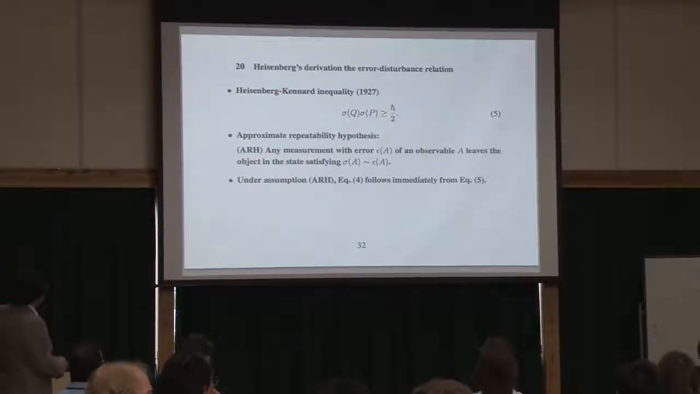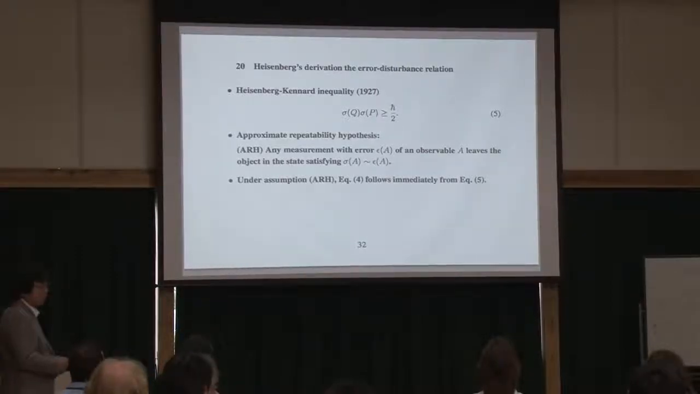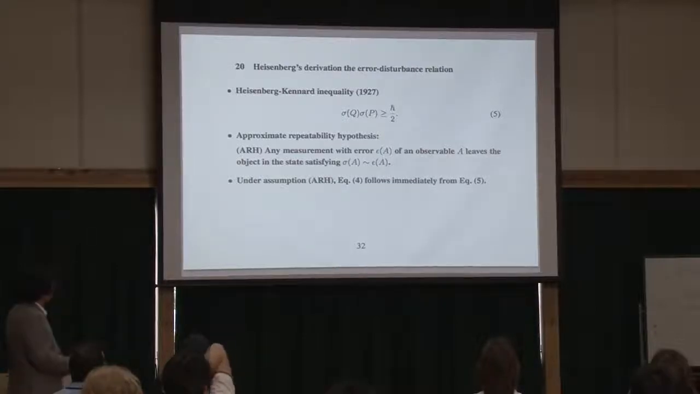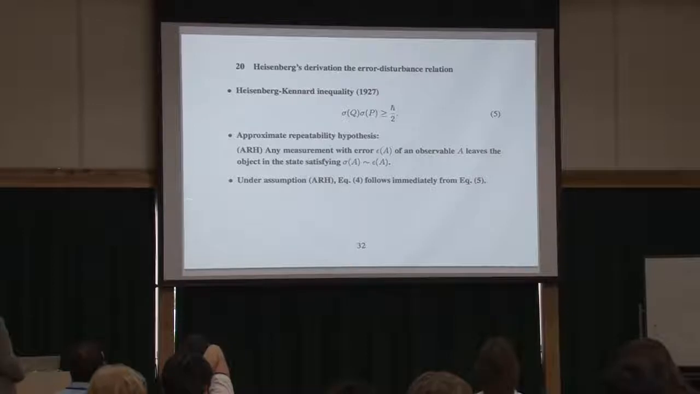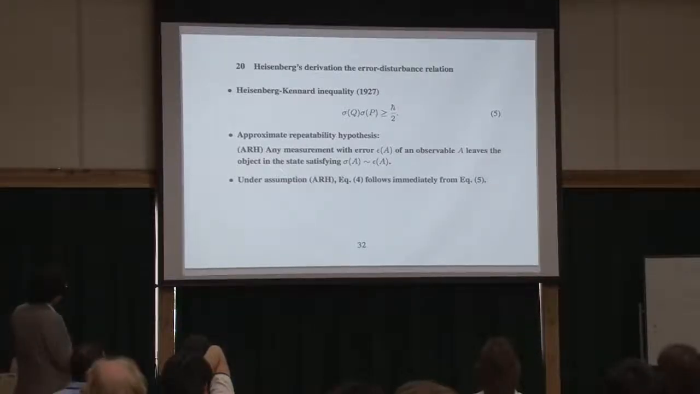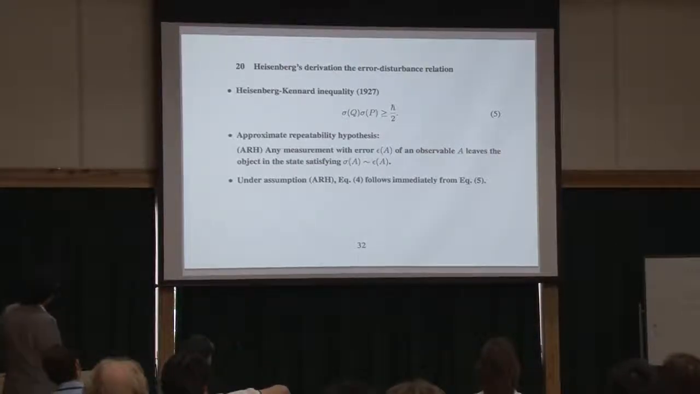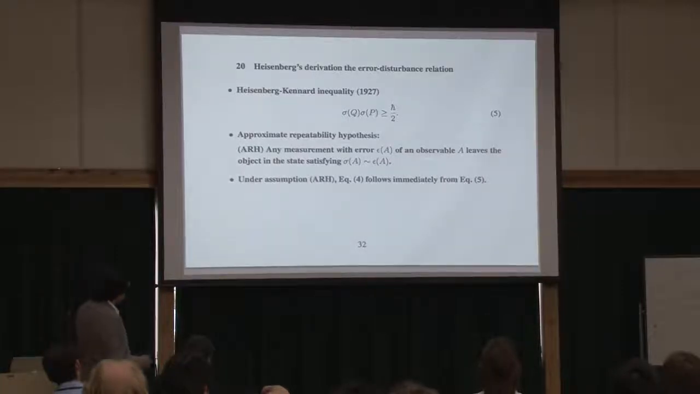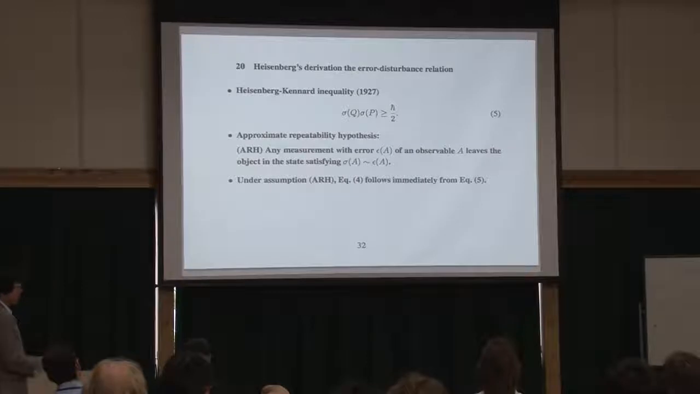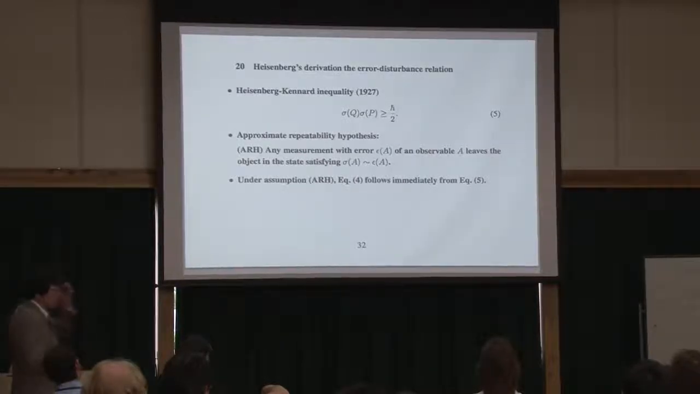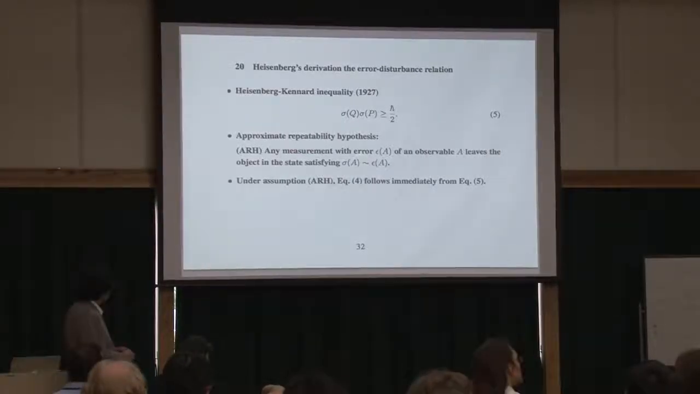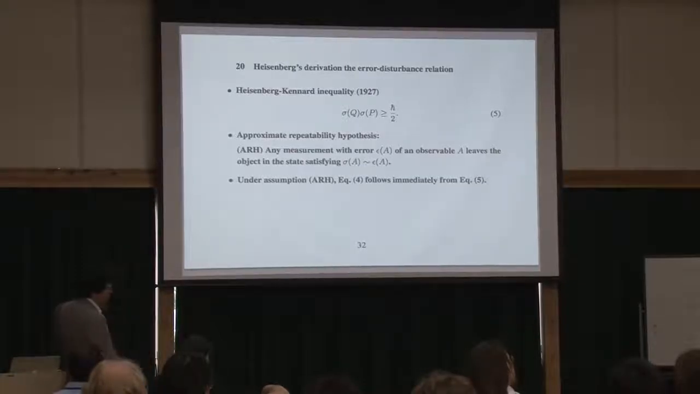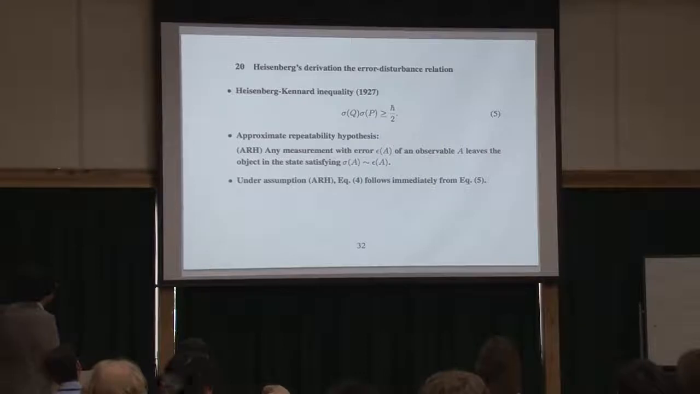Heisenberg's derivation in his 1927 paper is as follows. He starts with the Heisenberg inequality for standard deviations: the product of the standard deviations of position and momentum is larger than 1/2 of h bar. He proves this for a Gaussian state and cannot generalize to an arbitrary wave function. Then he implicitly uses the following approximate repeatability hypothesis. Any measurement with error epsilon A of an observable A leaves the object in a state satisfying that the standard deviation is almost equal to the error epsilon A. This comes from the repeatability hypothesis, in which any precise measurement leaves the object in an eigenstate. So if epsilon A is zero, then sigma A is also zero, because any precise measurement leaves the state in an eigenstate.